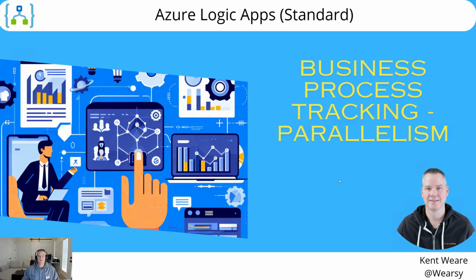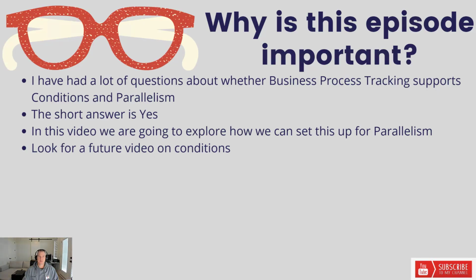Today what we're going to talk about is business process tracking parallelism. Let's go. Alright, so I've had a lot of questions about whether or not business process tracking can support conditions and parallelism. The short answer is yes. And in this video we're going to take a look at how we can set this up for parallelism. In a future video, look for some content around conditions itself.